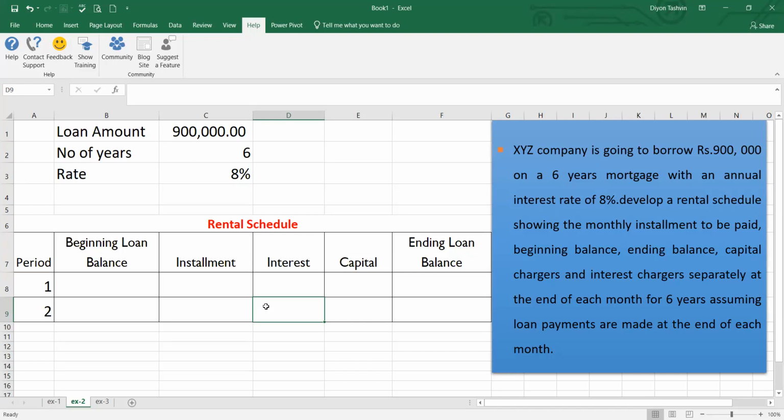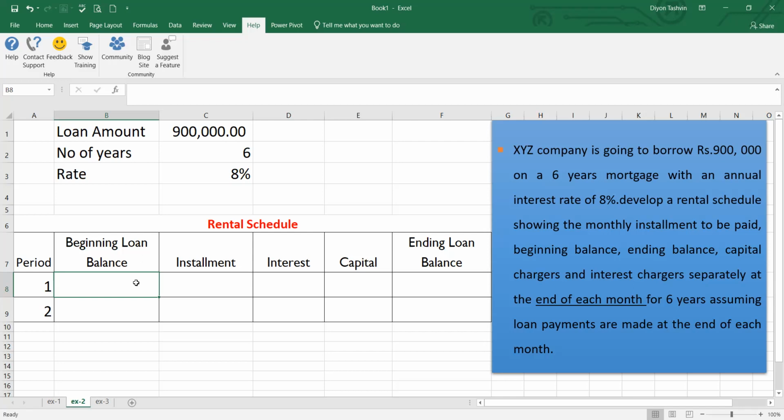Separately at the end of each month. So in this question, the payment term is at the end of the month. Now we have to prepare the rental schedule for this question. So I'm going to start with the beginning balance. The beginning balance of an amortization table or rental schedule is the loan amount. That is the present value of the loan.